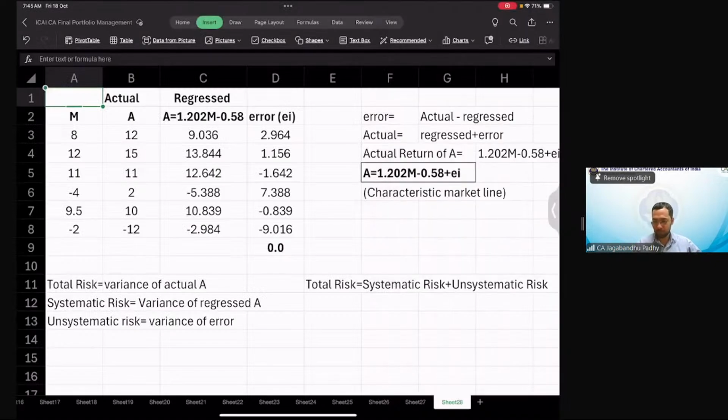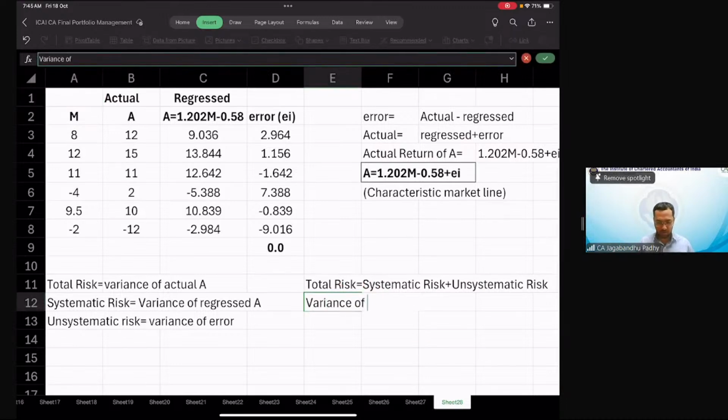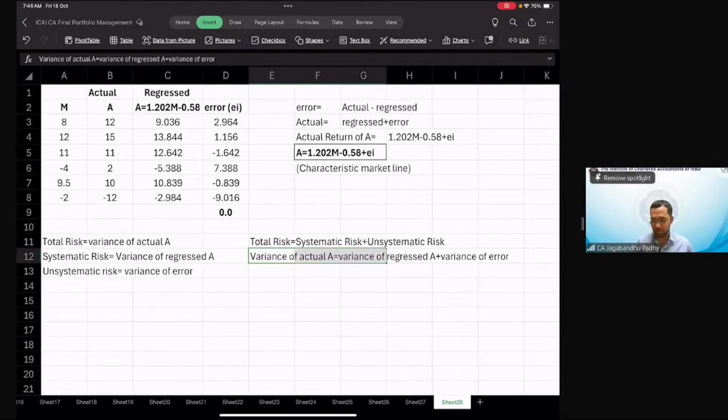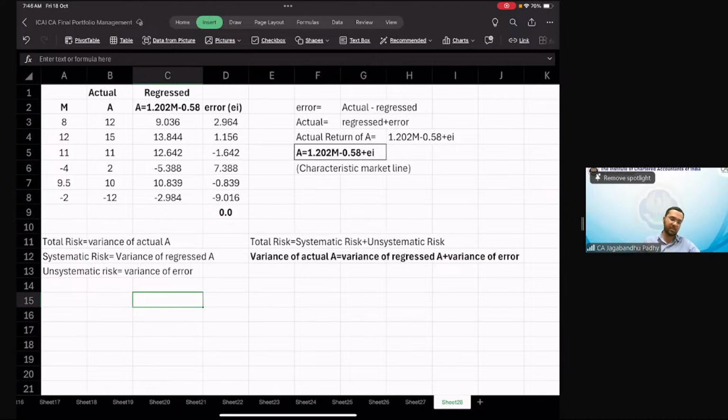Yeah. So total risk is systematic risk plus the unsystematic risk. So can I say the variance of actual A should be equal to the variance of regressed A plus the variance of the error term? Right? So this particular equation is definitely going to be satisfied whenever we are talking of systematic and unsystematic portion.